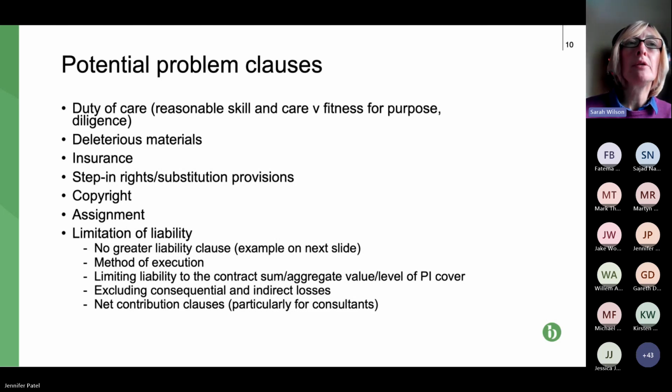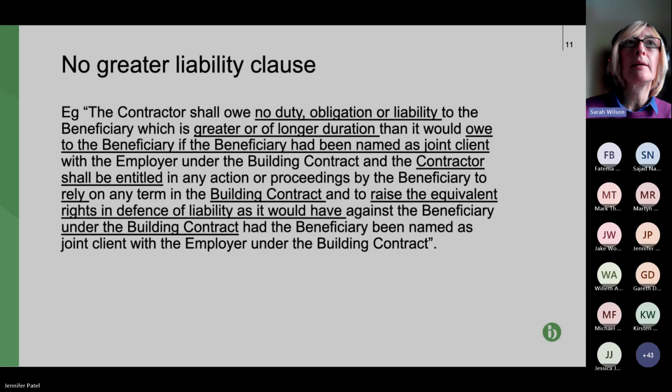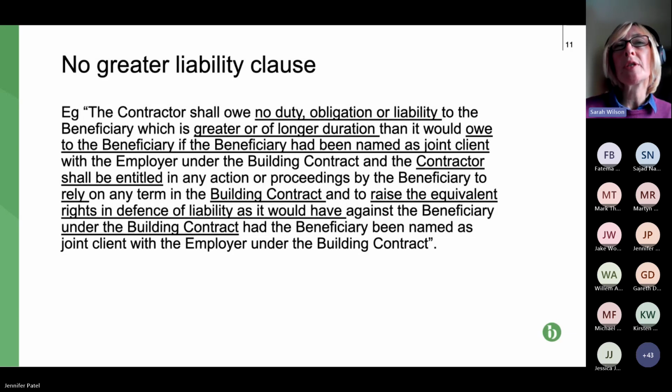So if we can move on to the next slide. It's just an example. It comes with a health warning because, of course, it's probably got wrong definitions in. For example, it talks about, fourth line down, building contracts, so that wouldn't be right for NEC. So it's just a caveat alert, just to give you an idea as to what you're looking for. There are two parts to this clause. The first bit is the first four lines.